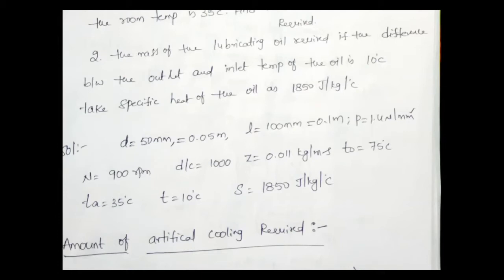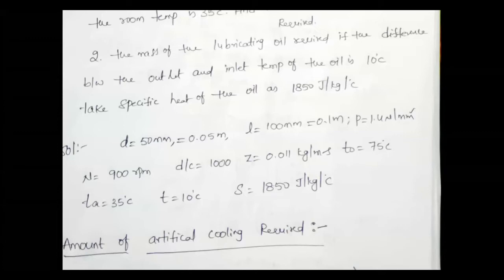Now by taking this problem, especially the amount of artificial cooling required, I already mentioned that you need to calculate the amount of heat generation and the amount of heat dissipated. Based on the difference between those two, you can calculate the artificial cooling. Based on the artificial cooling, you calculate the mass of the liquid you are having. So first thing is the amount of heat generated.